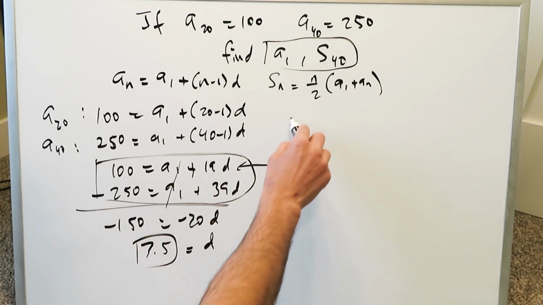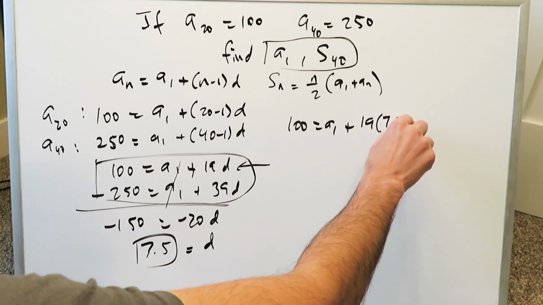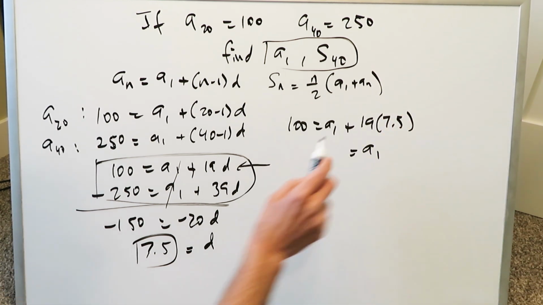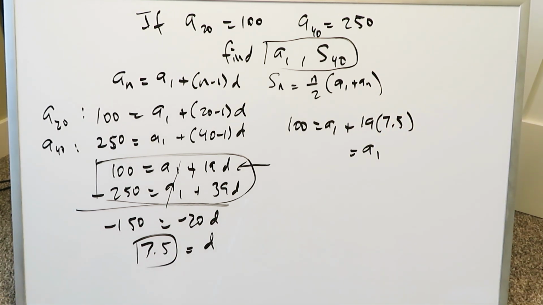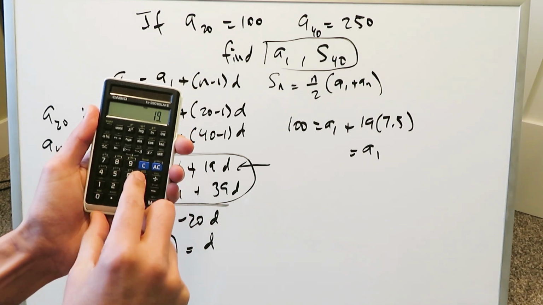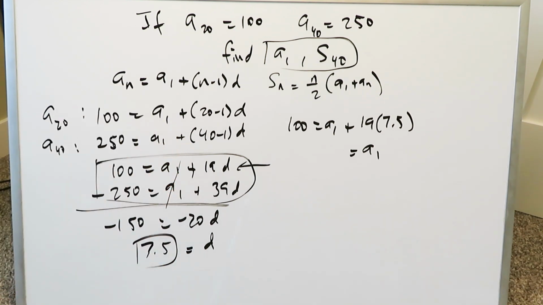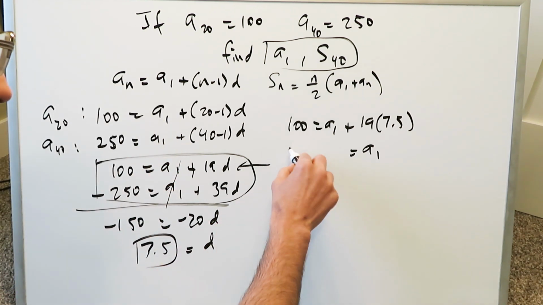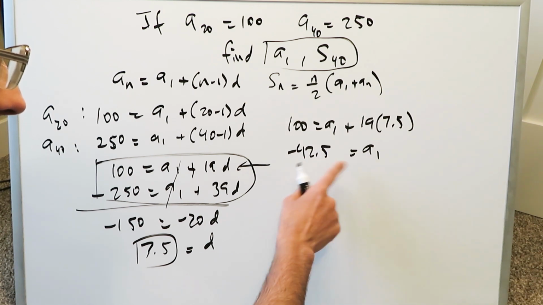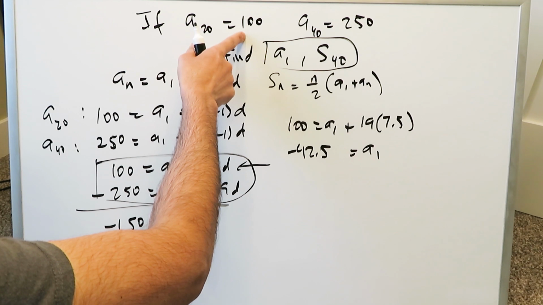I'll plug it right over here. You'll have 100 is equal to a1 plus 19 times 7.5, and you'd calculate for a1, the first value of the series. You'd have 100 minus 19 times 7.5, and you get minus 42.5. So you have a series which begins from minus 42.5, but then you add 7.5 each time, such that when you arrive at the 20th number, you're at 100.